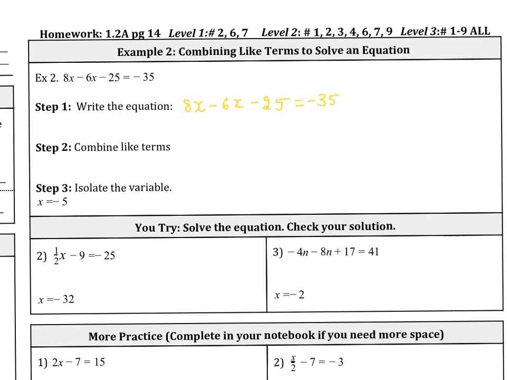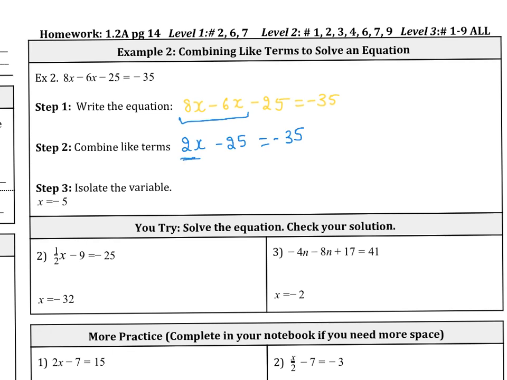Then you're going to combine the like terms. So the like terms are 8x minus 6x, and when you combine them, you're going to get 2x minus 25 equals negative 35. Now you're going to have the variable on one side and the numbers on the other side.